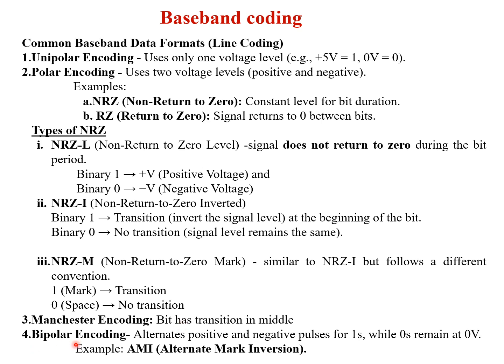And the last one is bipolar encoding. Alternate positive and negative pulses are used for binary 1, and 0 is represented by no pulse. One example is AMI, alternate mark inversion.